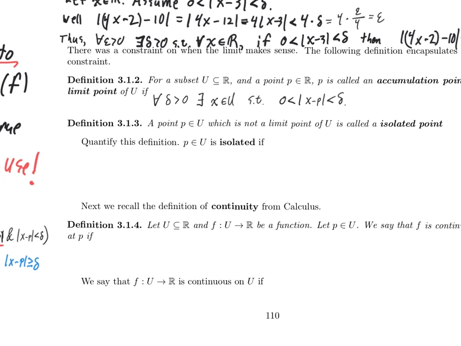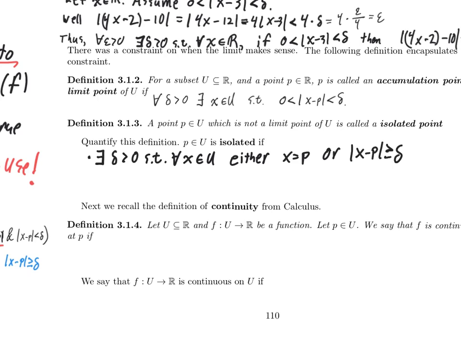So let's write that definition down. I'll call a point P in U isolated if, and even though I just got one, I'll write this two different ways, there exists a delta bigger than 0 such that for all x in U, either x is equal to p or absolute value of x minus p is bigger or equal to delta. And I'm going to reformulate that just a little bit more. So an equivalent definition: there exists a delta bigger than 0, great.